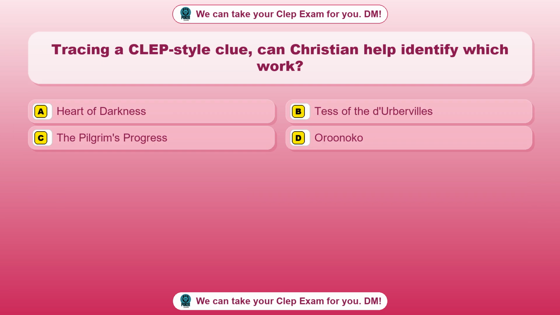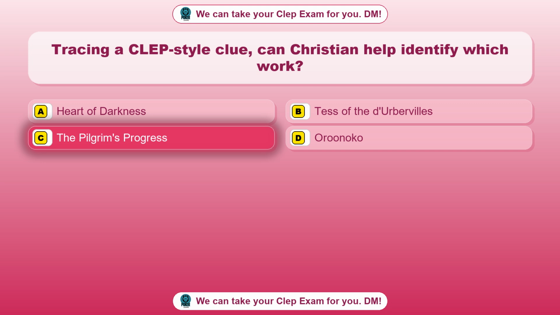Question 34. Tracing a CLEP-style clue, which work can Christian help identify? Option A, Heart of Darkness. Option B, Tess of the D'Urbervilles. Option C, The Pilgrim's Progress. Option D, Orinoco. The correct answer is option C, The Pilgrim's Progress.